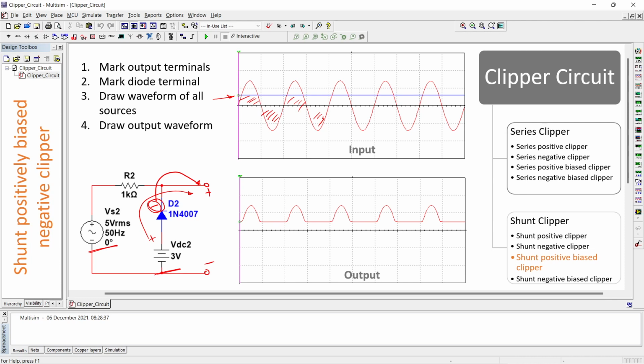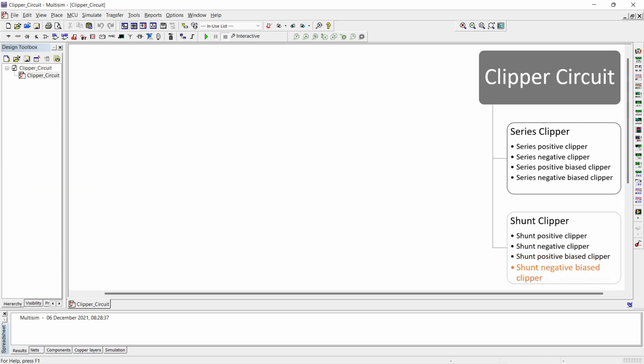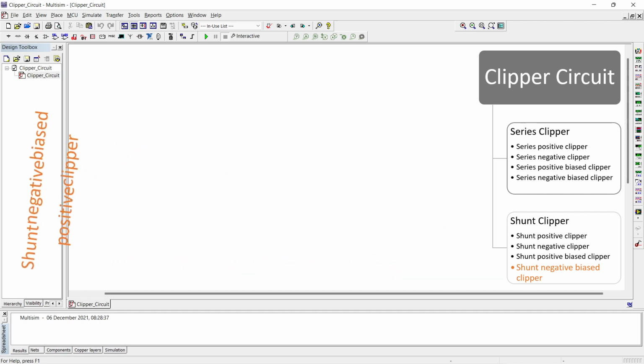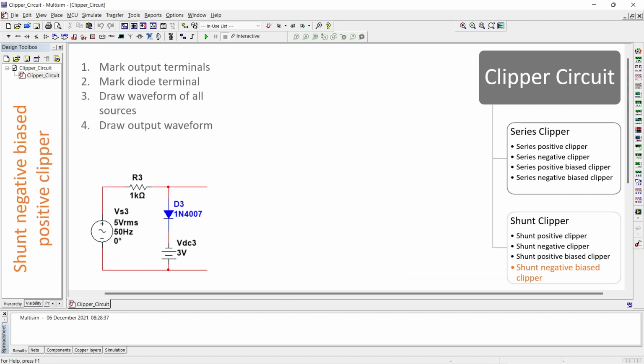Now if we go for shunt negatively biased clipper, then there are two types: shunt negatively biased positive clipper and shunt negatively biased negative clipper. So amongst these two, we'll go for shunt negatively biased positive clipper first. This is the circuit diagram.